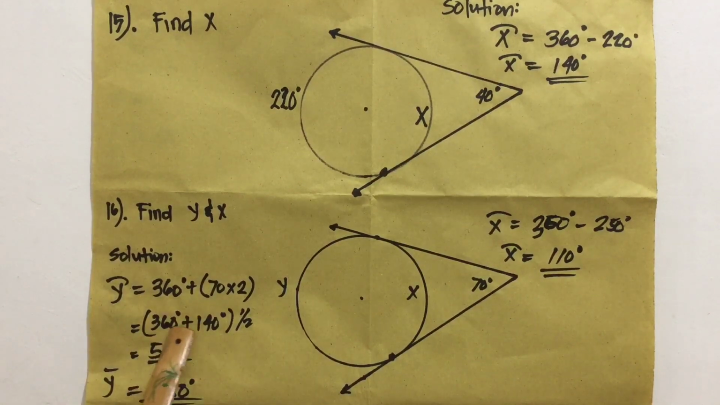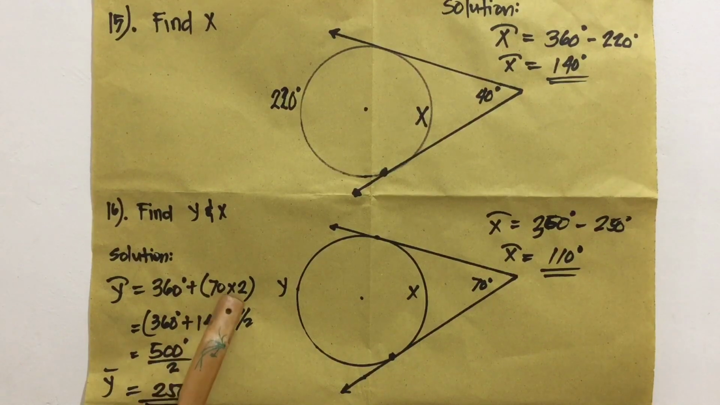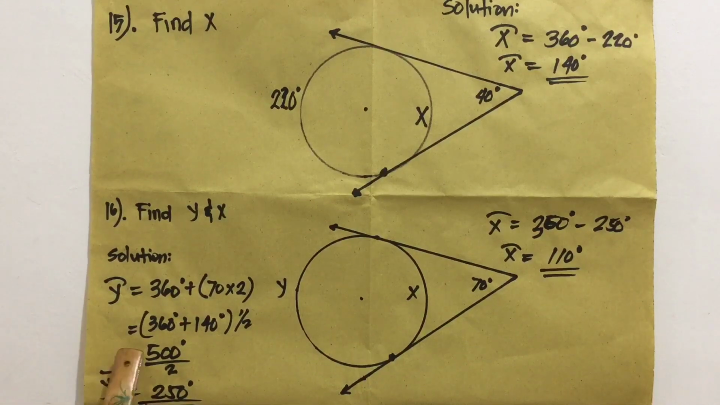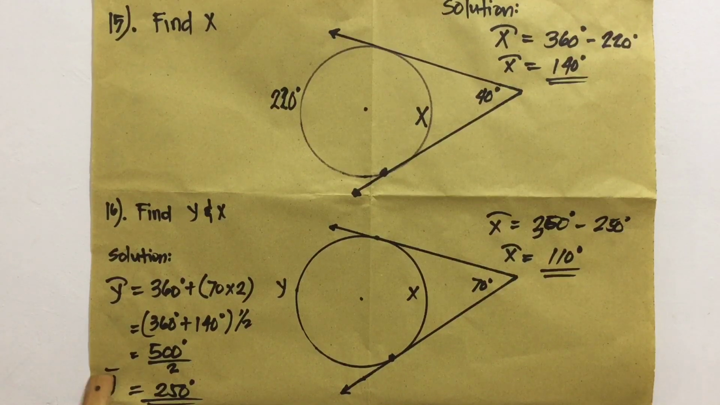So 360 plus 140 degrees equals 500 degrees. Times 1 is still 500 degrees, divided by 2. Then 500 degrees divided by 2, we have 250 degrees. That's now the measurement of arc y.